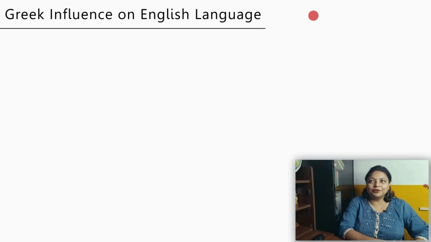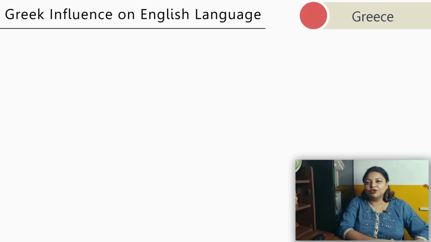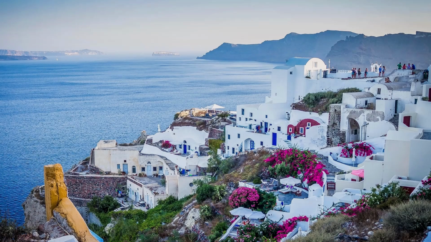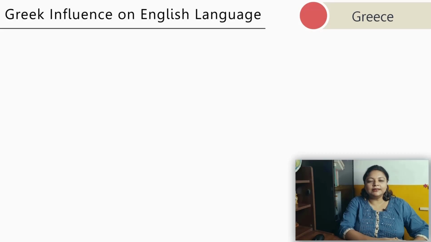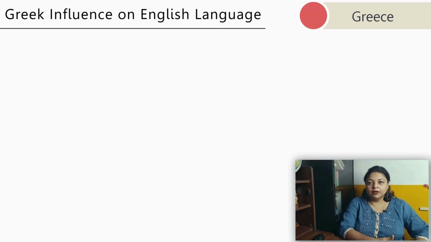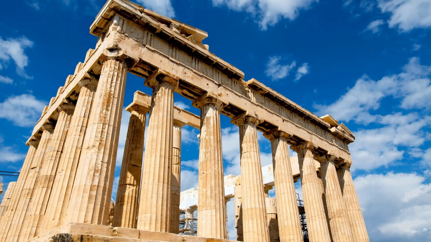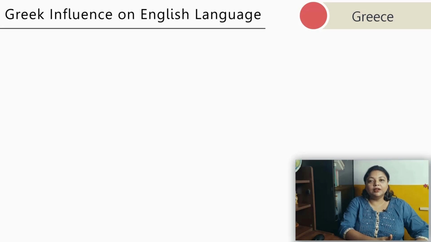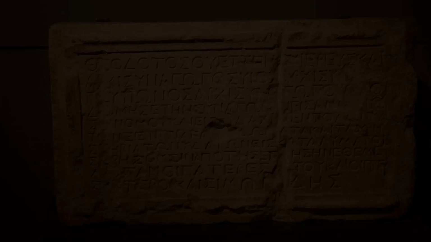What does Greece mean to us? What does Greece mean to English people? You see, Greece is not just one country. Its size is not even a big one. So why is it so vital for us to understand how Greece influenced other countries, or how the Greek language influenced a language like English?